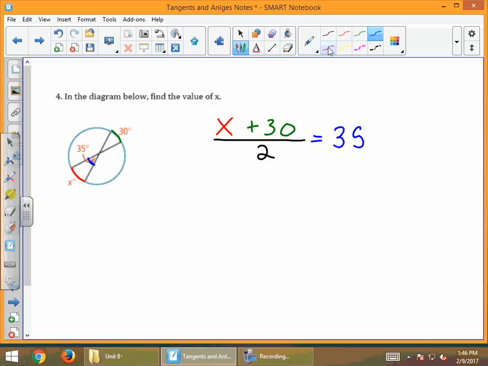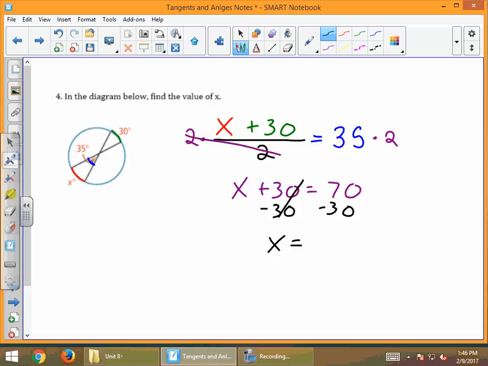Just like before, we're going to go back to that bear problem. Very similar every time you do this. Got to get x by its lonesome. 30 is his best bud. 2 is talking smack. Multiply by 2. X plus 30 is equal to, what's double 35? One stepper. X equals 40.